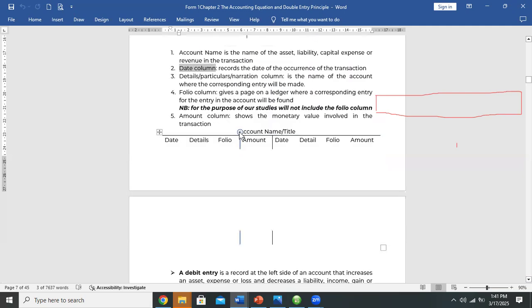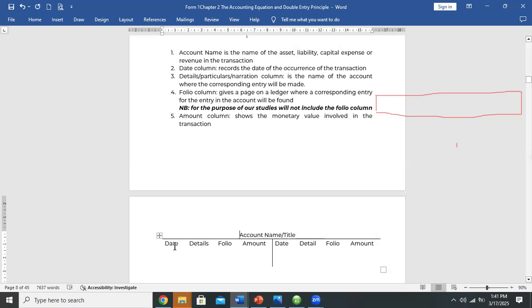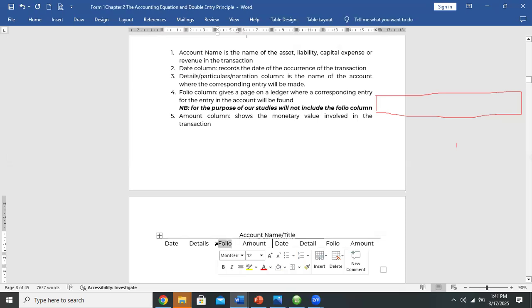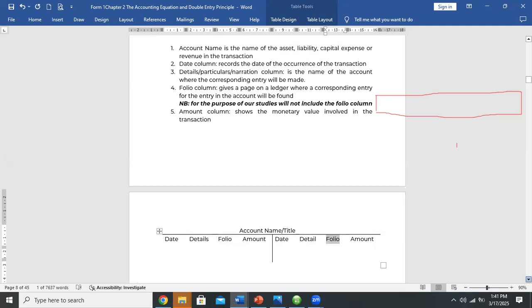Like I said, the name or the title will be up, and then on each of the sides, on the left side, you have your date, the details, and amount. Please, I'll speak about this folio later, but we don't normally work on the folio in our studies as students. But in professional practice, you would have to use it, so I'll speak to you about it. On each side, you have the date, the details, and amount. And when the transaction occurs, you pick those details.